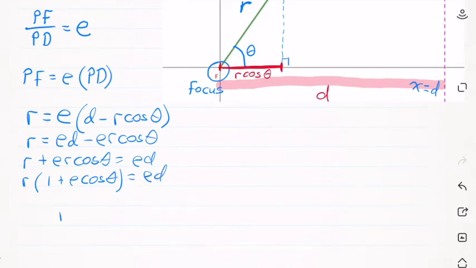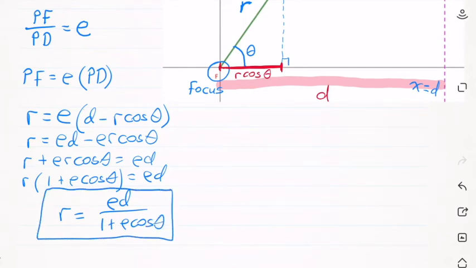And then divide both sides. So we get this equation for all conic sections that are facing left-right and d being positive. Now, if d is negative, the only thing that changes is that plus.